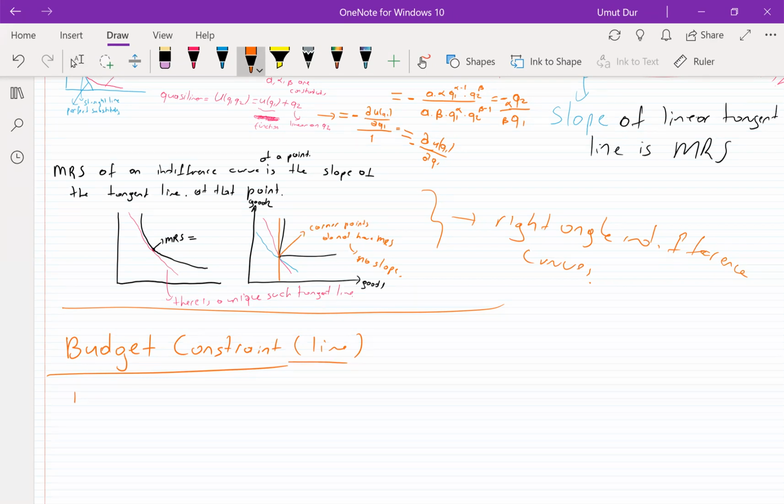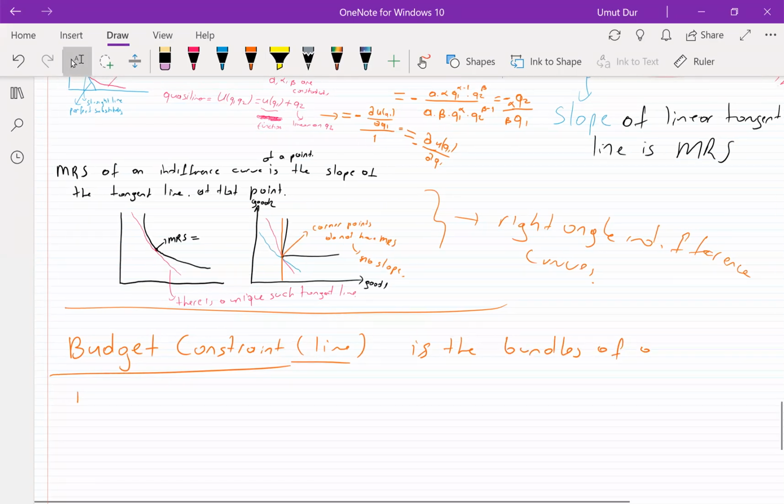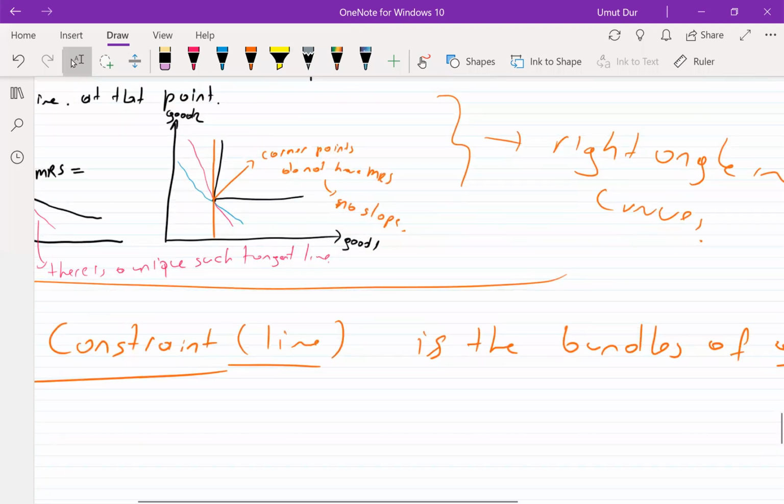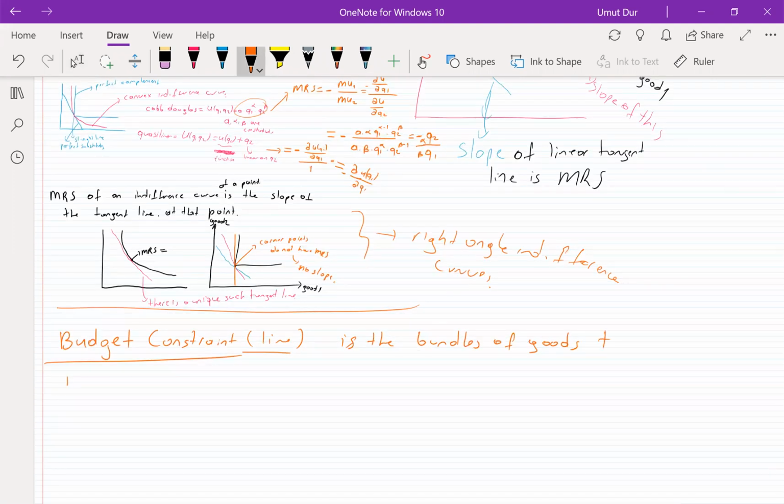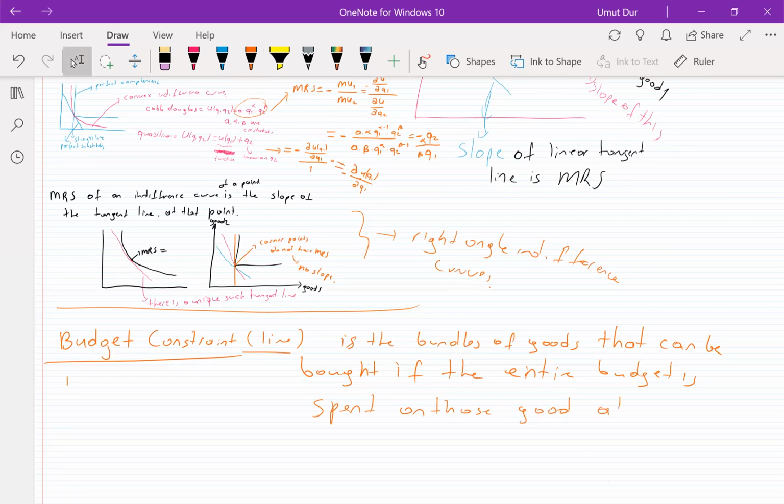So budget line is the bundles of goods that can be bought if the entire budget is spent on those goods at given prices. Now we are considering the prices of the goods.